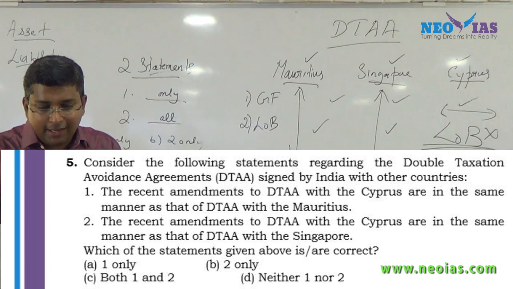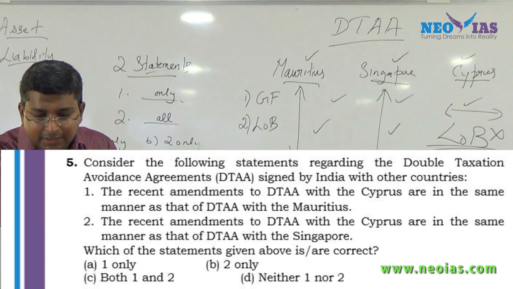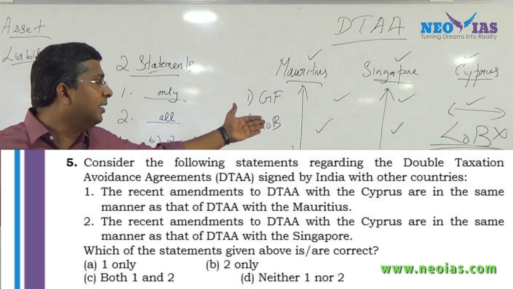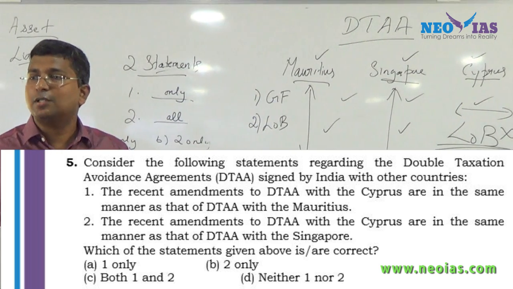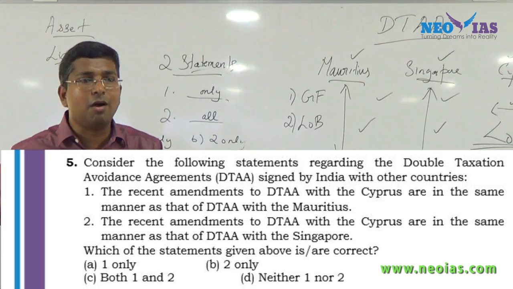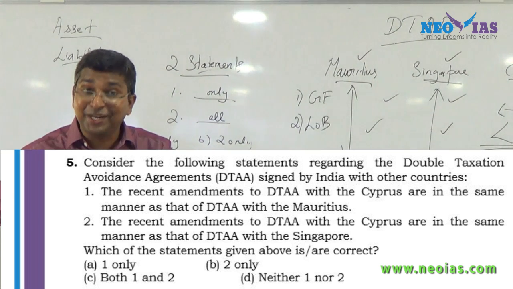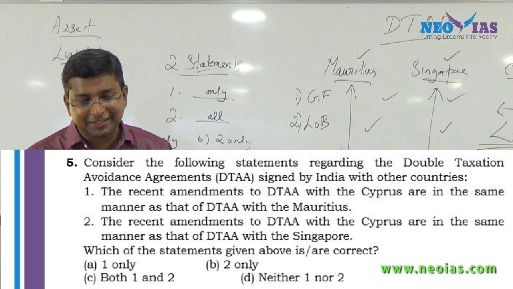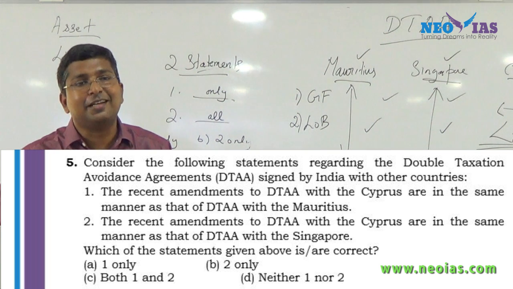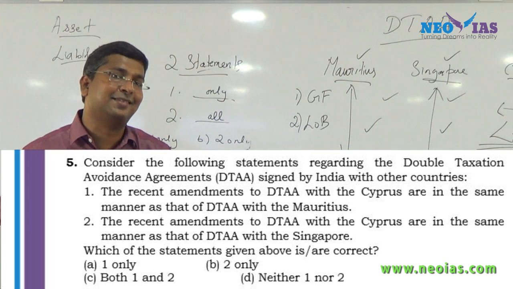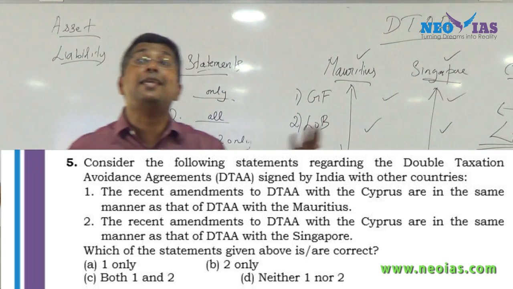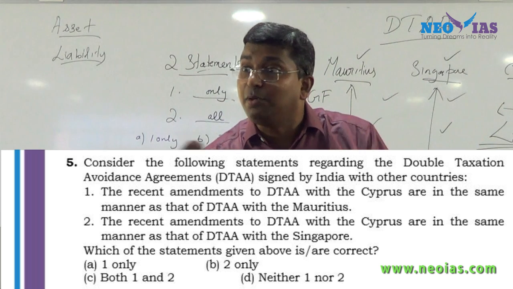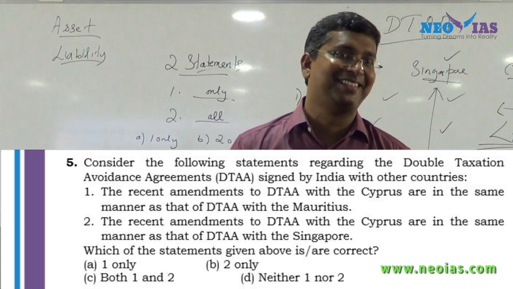It says that the recent amendments with Cyprus and Mauritius are in the same manner. You know that certain provisions we have not given to Cyprus, so how can it be in the same manner? It's wrong. But you should know it. What about the second statement? That is also wrong. Answer is D, both are wrong.